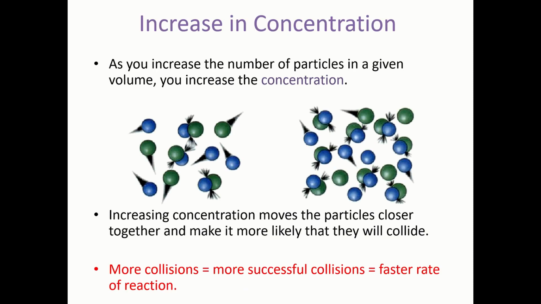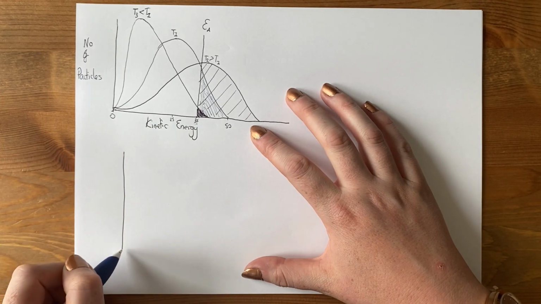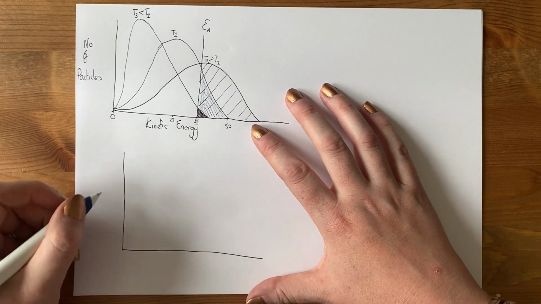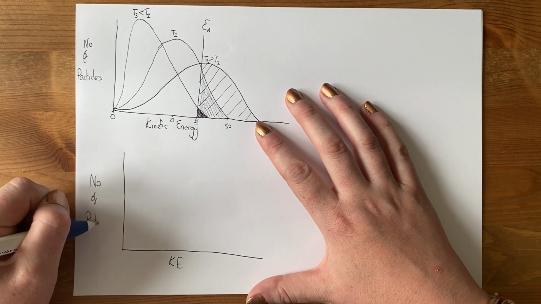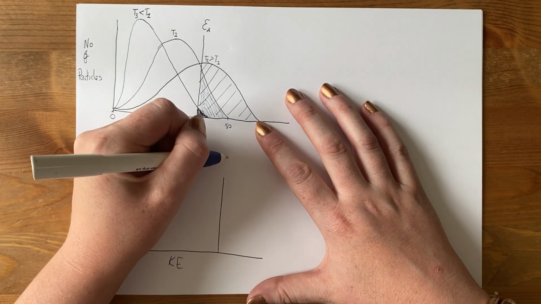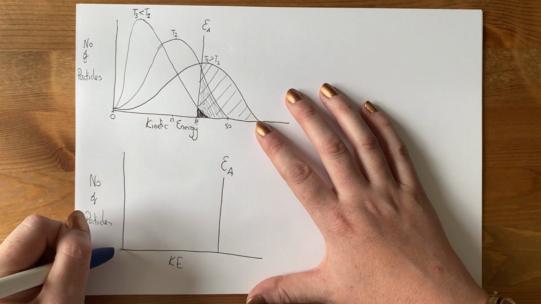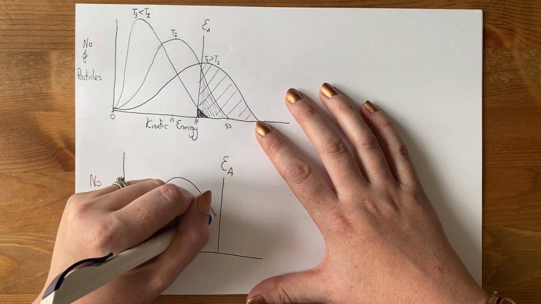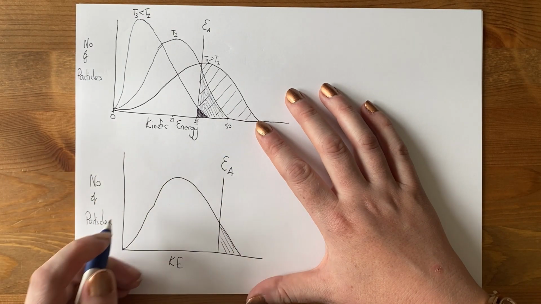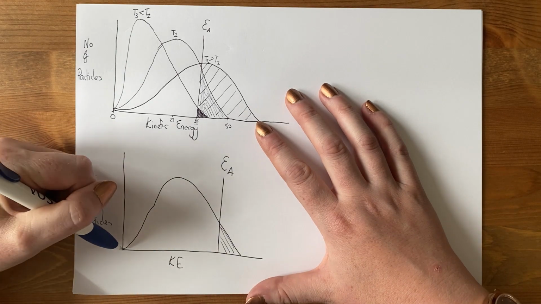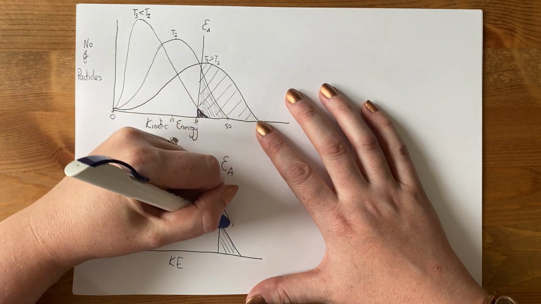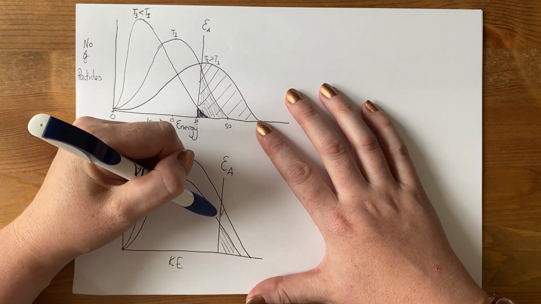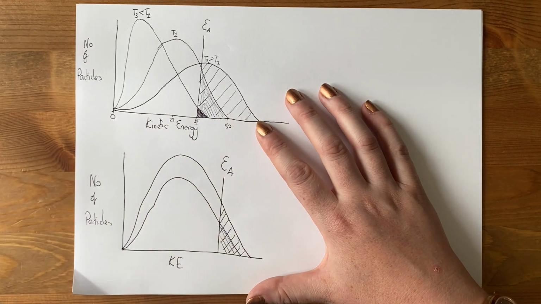So if I were to increase the concentration, and we'll just do this one really quickly, but we can have a look. Let's say this is kinetic energy, this is number of particles, here's my activation energy. My original curve at one concentration would have this area under the curve. If I increase my number of particles, there are more particles. It doesn't shift left or right, but there are more particles, so I have a bigger curve, and therefore I have a greater area above the activation energy to the right of the activation energy.